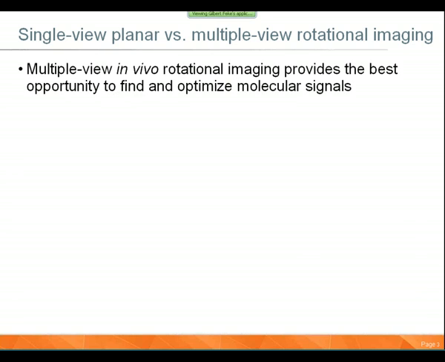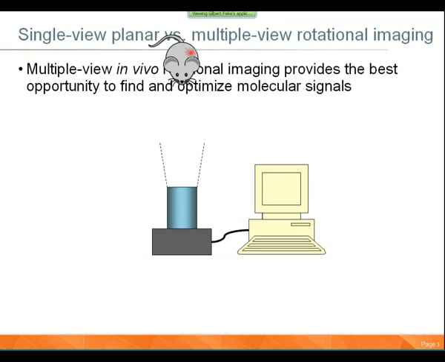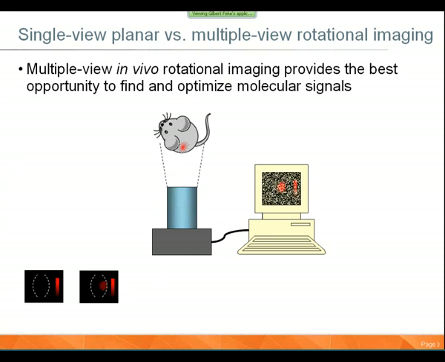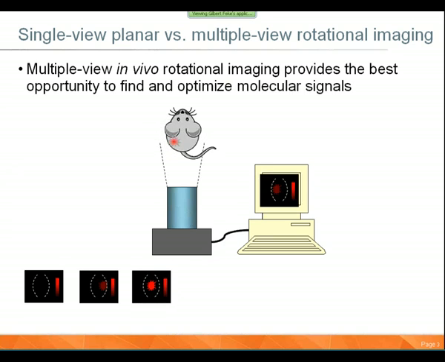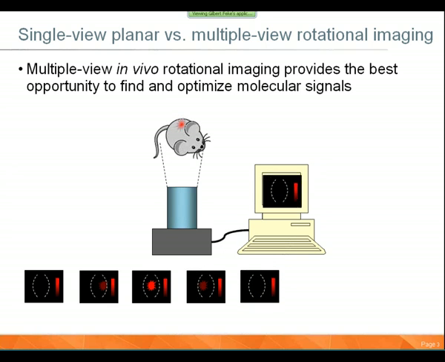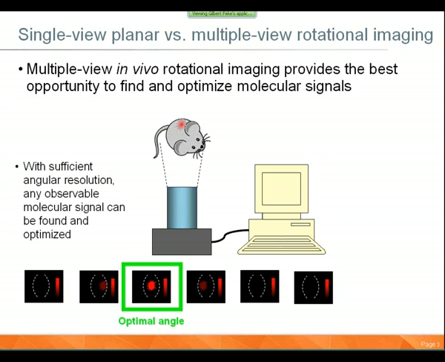Multiple-view in vivo rotational imaging, on the other hand, provides the best opportunity to find and optimize molecular signals. Here we see the animal rotating around its craniocaudal axis. At each angle it stops and an image is captured. With sufficient angular resolution, any observable molecular signal can be found and optimized.